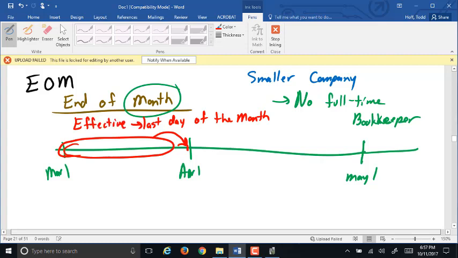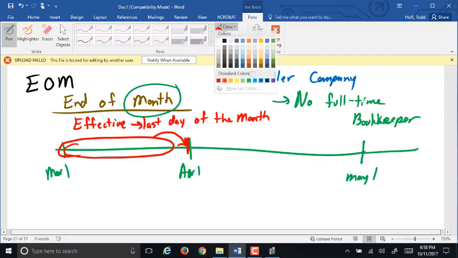So the effective date of every invoice is the last day of the month. So what's going to happen is this owner, or whoever is handling the invoices on the last day of the month, is going to go gather up all the invoices that have been produced. A lot of times they're produced in the shipping and receiving department. It's been shipped, they produce the invoice, and it's going to process them and send them out on the last day of the month.